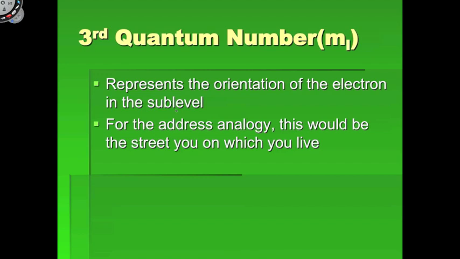So the first quantum number is kind of like the state. The second quantum number is kind of like the city. So we're getting more and more specific. The third quantum number is kind of like the street. There is a fourth quantum number called spin that we're not going to get into, but that's the most specific location for an electron. So just wanted to clear that up before we move on.